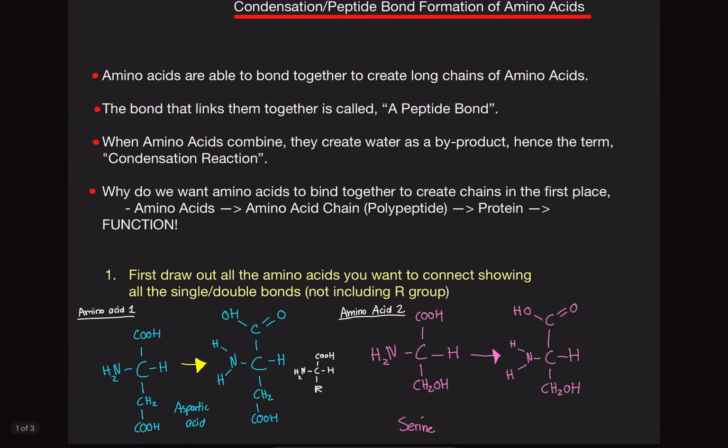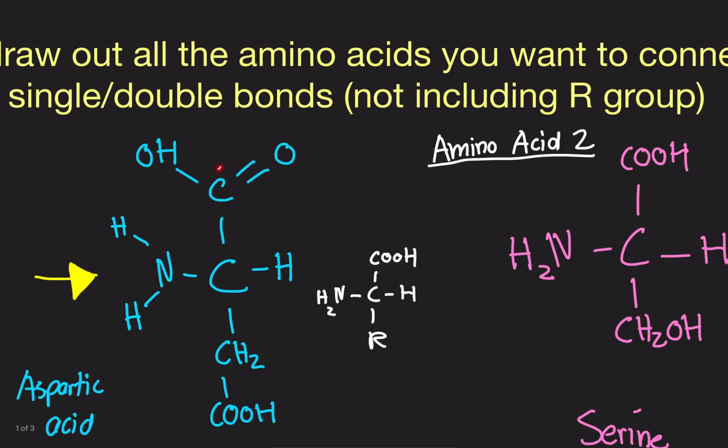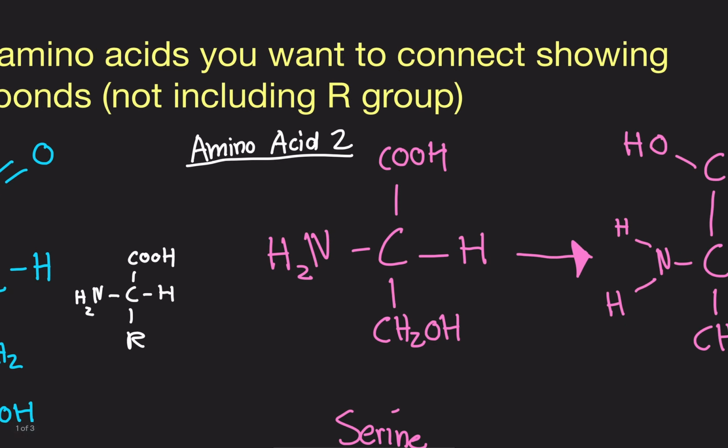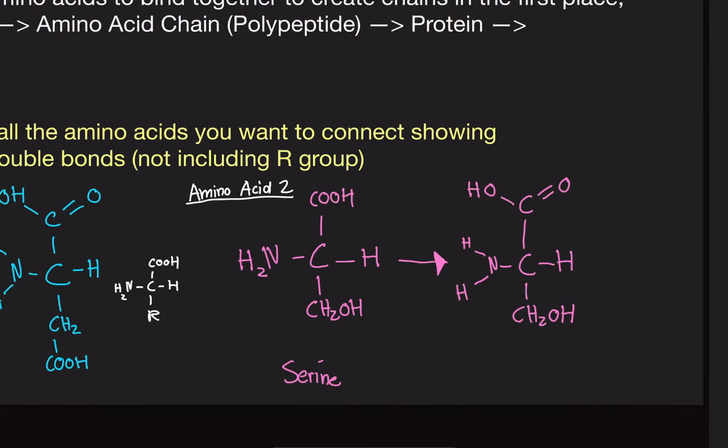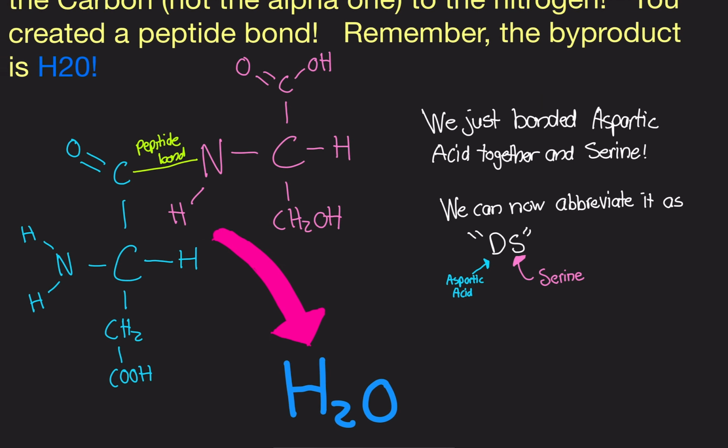So let's just go back to this figure. So you're going to draw a line from this carbon, not this one, this carbon to this nitrogen. And that's called a peptide bond. You just made a bond. That's called the peptide bond.